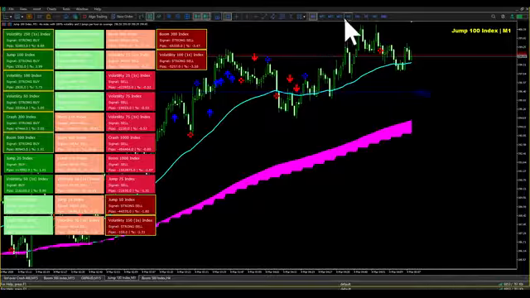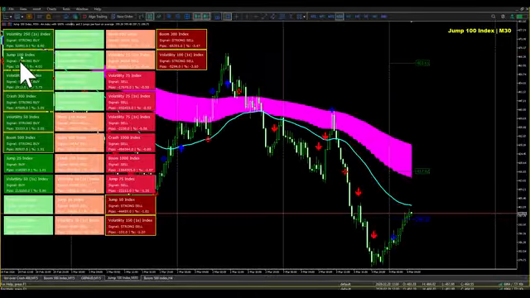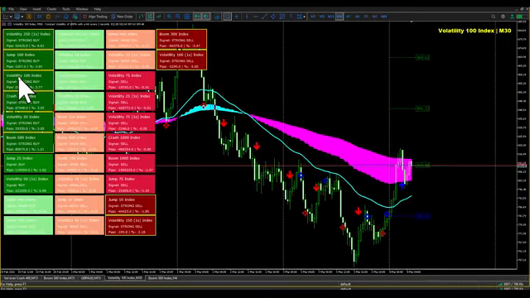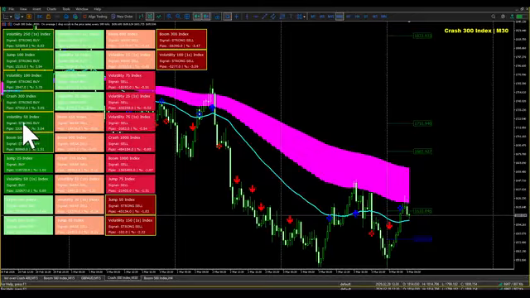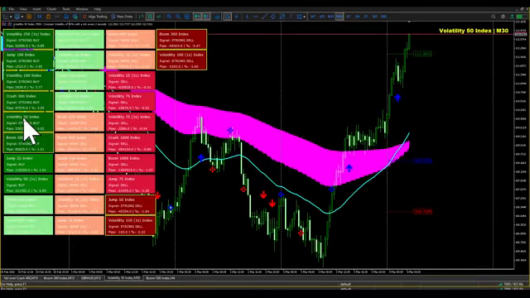another example, right? Let's just go back to the higher time frames, right? Let's see if we can find something else that grabs our attention. Okay, here's another one, volatility 50, right?